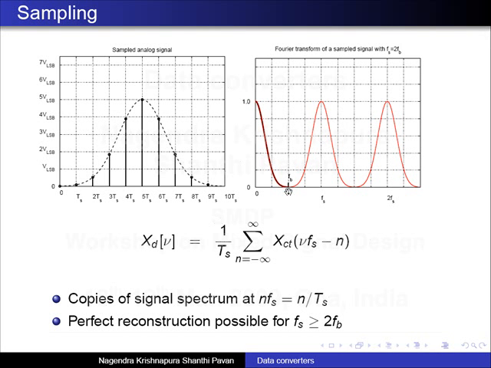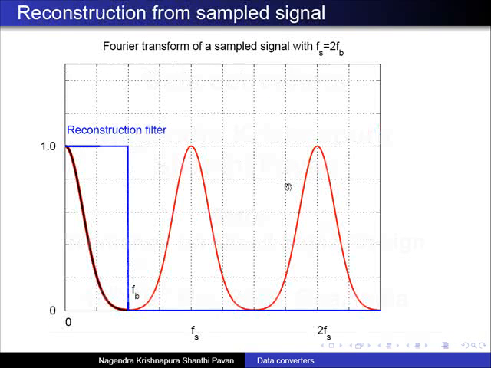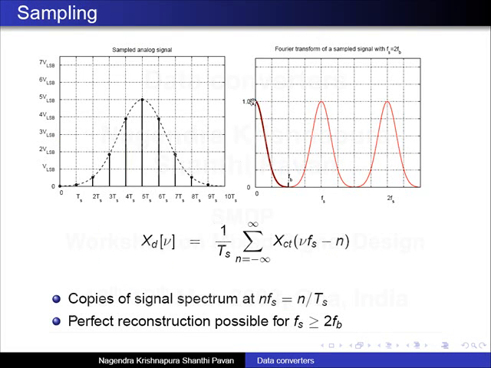Now also, something you must be familiar with: you start with something like this, and then it repeats. Where does it repeat? It has copies at every Fs. So, if Fs is very small, what happens? Some portion of this copy and some portion of the next copy will fall on top of each other. That is what is called aliasing.